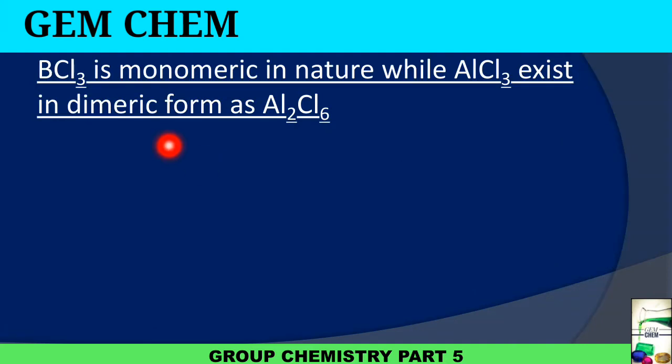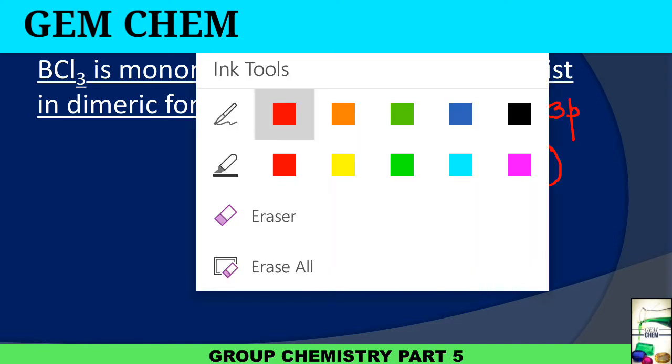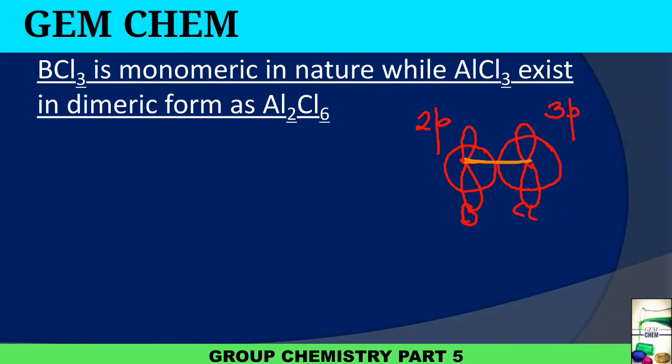So the first question is that BCl3 is monomeric in nature while AlCl3 exists in dimeric form as Al2Cl6. First of all, you have to understand that in case of BCl3, there is a bonding between boron and chlorine. This boron has a 2p orbital and this chlorine has a 3p orbital, and it forms a bond, as well as there occurs a back bonding from the chlorine. So the deficiency of boron is somewhat compensated by chlorine.